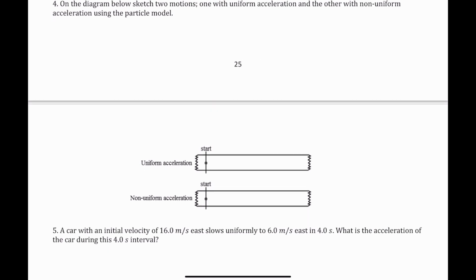Four. On the diagram below, sketch two motions, one with uniform acceleration and the other with non-uniform acceleration using the particle model. So here, if the acceleration is uniform, that means the object will start to speed up. That means the distances between the dots will start to increase gradually, like this. Non-uniform acceleration, that means that the distances will not be equal. So, like this.